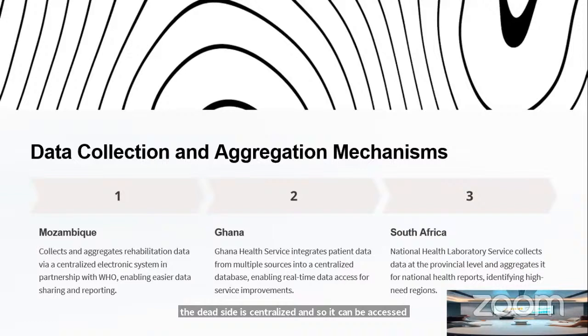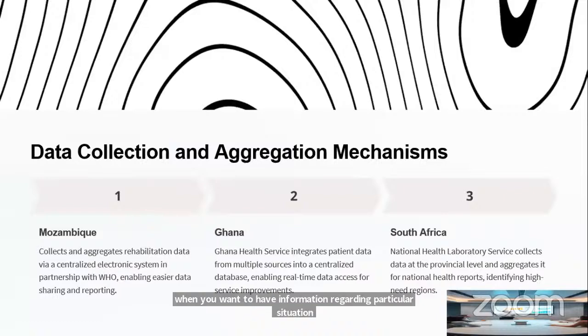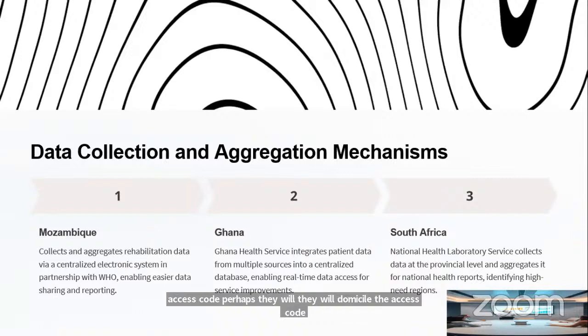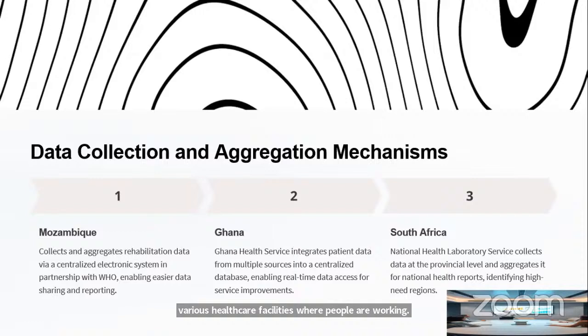For instance, in Nigeria, if we have something like that, when you want to have information regarding a particular situation, from where you are, you can just access it. All you need is to have the access code. Perhaps they will domicile the access code at various healthcare facilities where people are working. We can easily access them and make proper use of them for the purpose of improving our service delivery, whether it is access, it is satisfaction, or whatever.